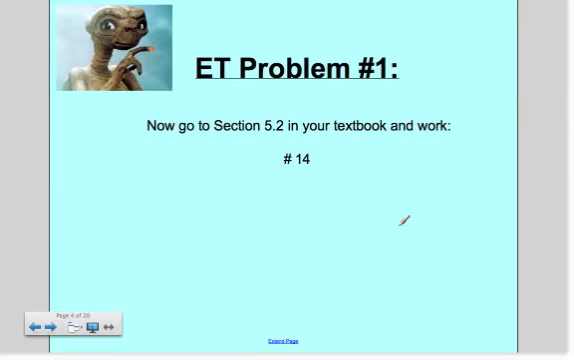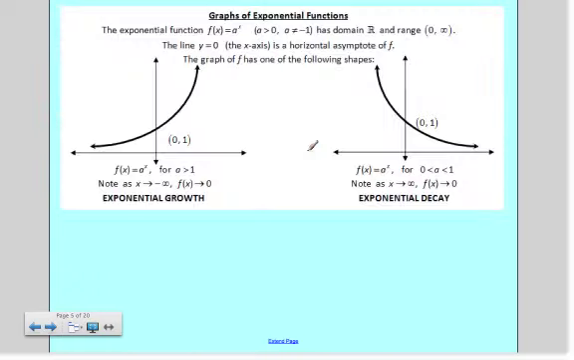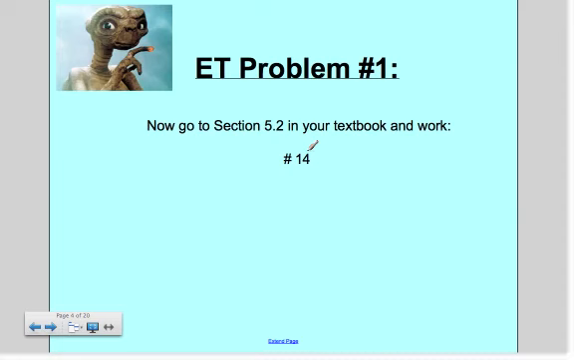Okay, so what you need to do is go to chapter 5, section 5.2 in your textbook and work number 14. And that's not using a calculator. It's just sketching a graph, okay? Can we use just a table? You can use a table just like we did. Yep. Okay.